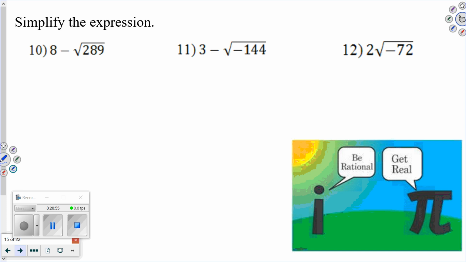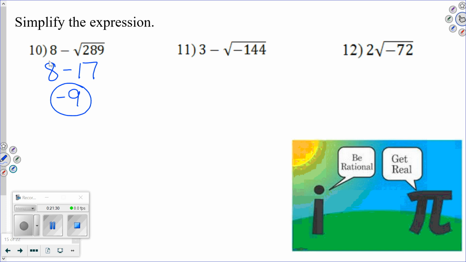All right. So number 10. Ooh, there is a minus sign. Does number 10 have an imaginary part to it? No, it does not. All right, radical 289. Is that perfect? It is 17. So that's just 8 minus 17. Are those like terms I can put together? Yeah, 8 minus 17 is -9. So that one I was able to go one step further and be okay.